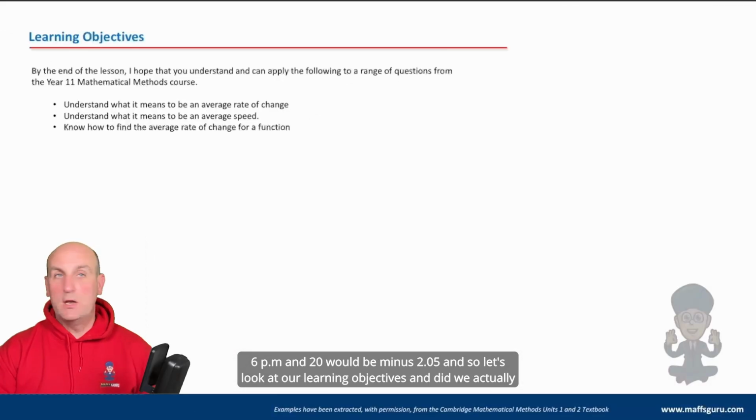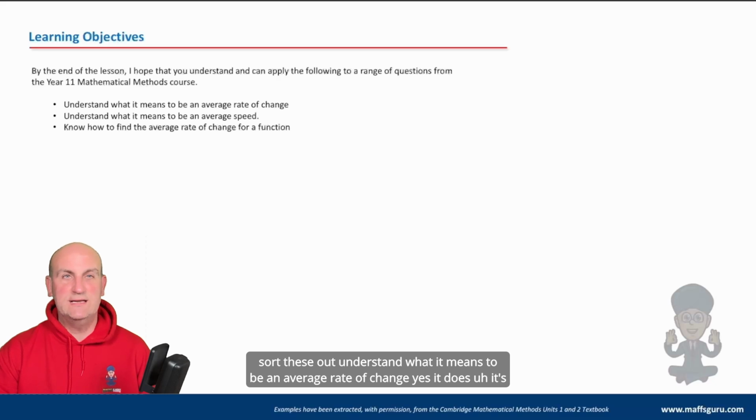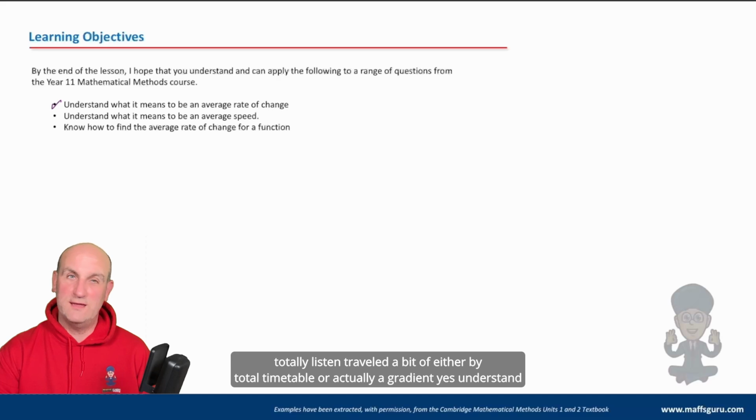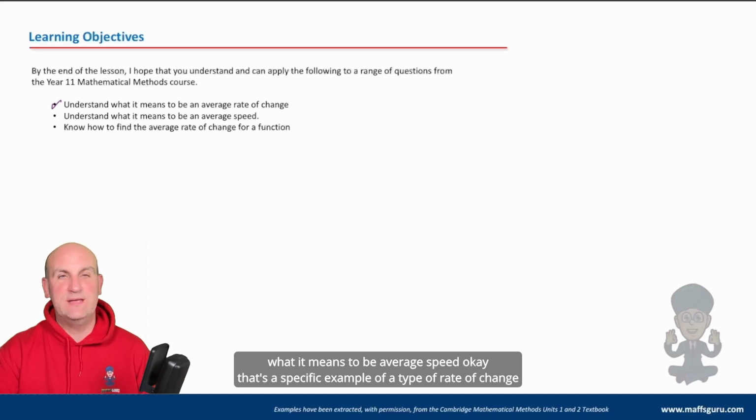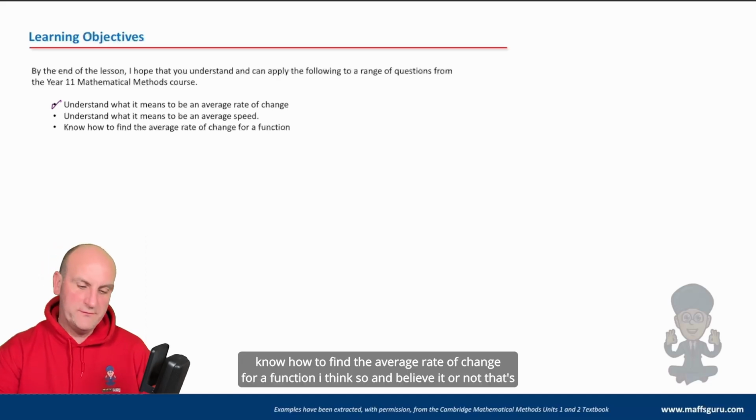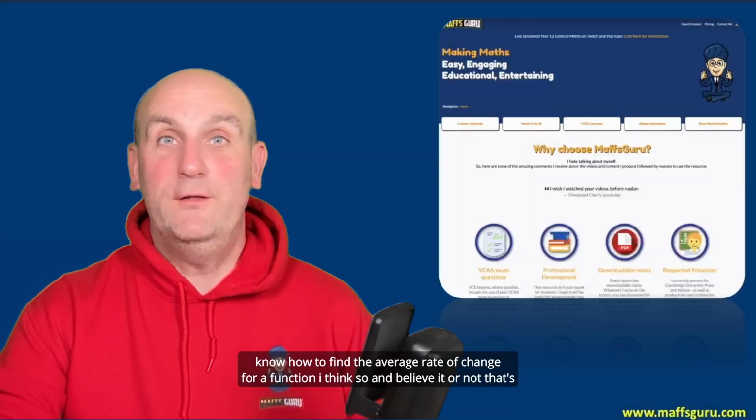Let's look at our learning objectives, and did we actually sort these out? Understand what it means to be an average rate of change? Yes, it's the total distance travelled divided by total time, or actually a gradient. Understand what it means to be average speed? Yes, that's a specific example of a type of rate of change. Know how to find the average rate of change for a function? I think so. And believe it or not, that's the end of this video.